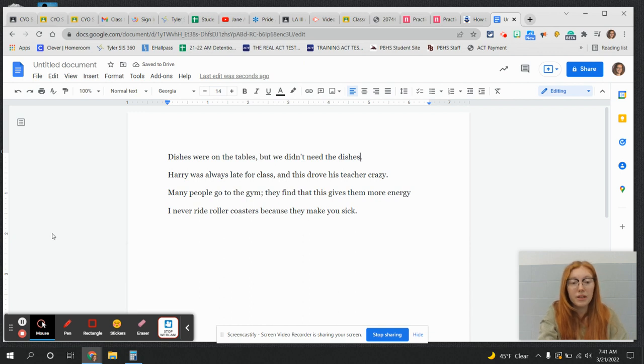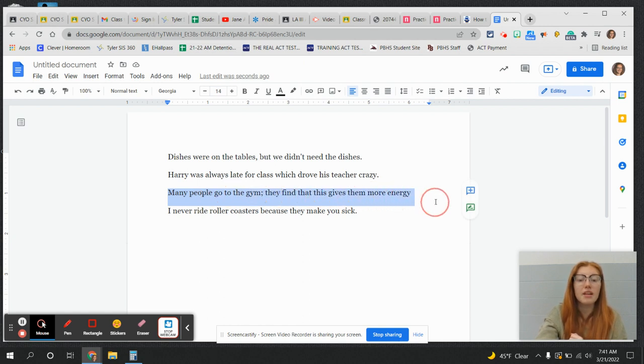Sentence two, Harry was always late for class, and this drove his teacher crazy. Well, and this isn't actually necessary, because this is implying that there's going to be another noun. Harry is not driving his teacher crazy. It's just his actions. So we're going to change it to which drove his teacher crazy. And that clarifies that a little bit more, gets a little bit more to the point, doesn't add any extra words. It's a little more succinct, and that's a better choice.